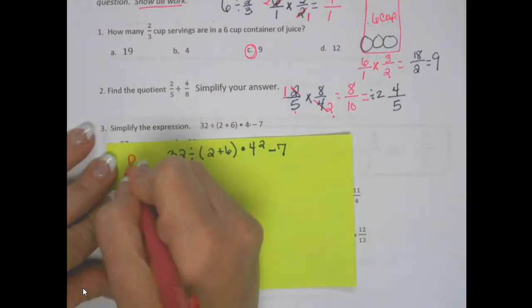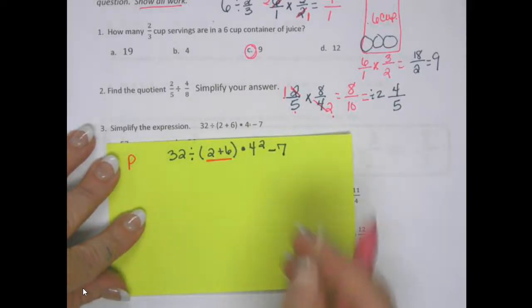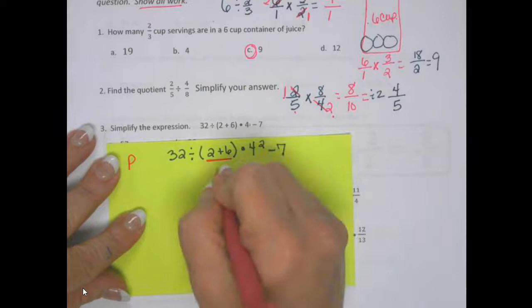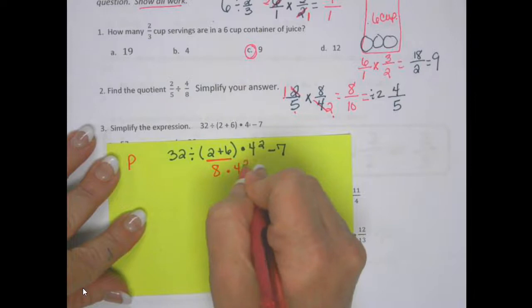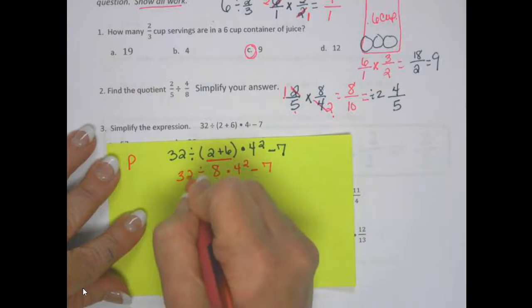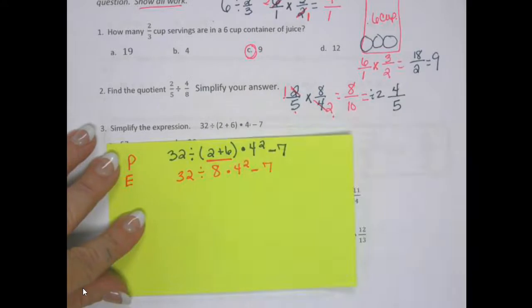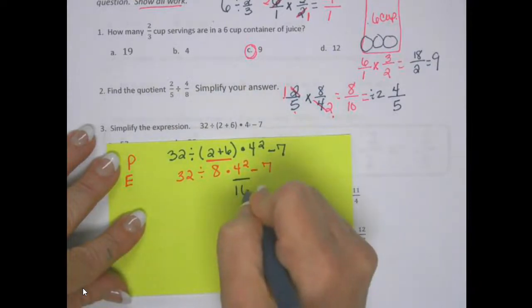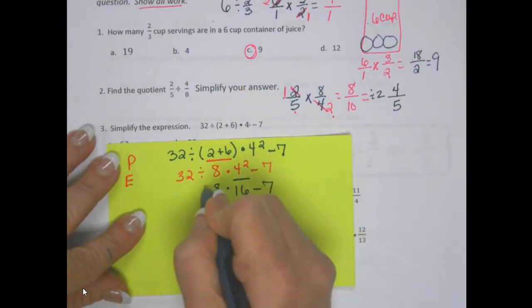With order of operations, you're doing the parentheses first. 2 plus 6 is in our parentheses. 2 plus 6 is 8. Times 4 squared is going to come down. Minus 7, divide, and 32 come down. Now I have exponents. Do I have any exponents? Yes. 4 squared is 16. 4 times 4. Everything else comes straight down.